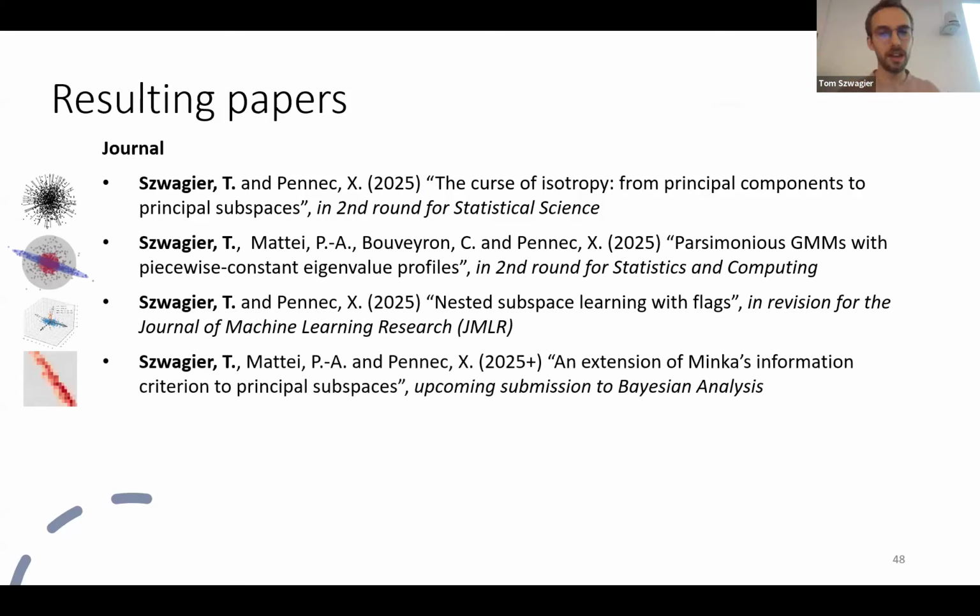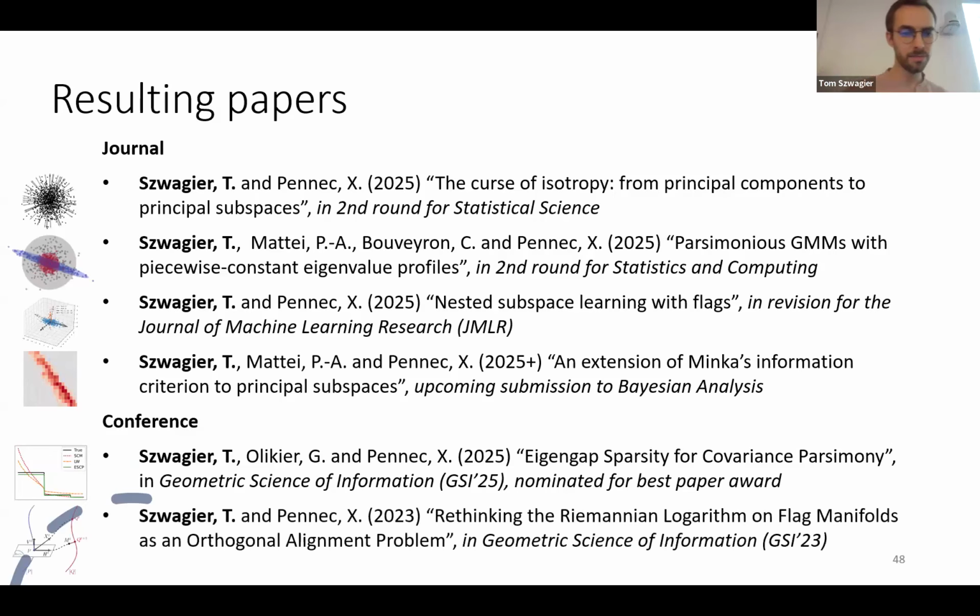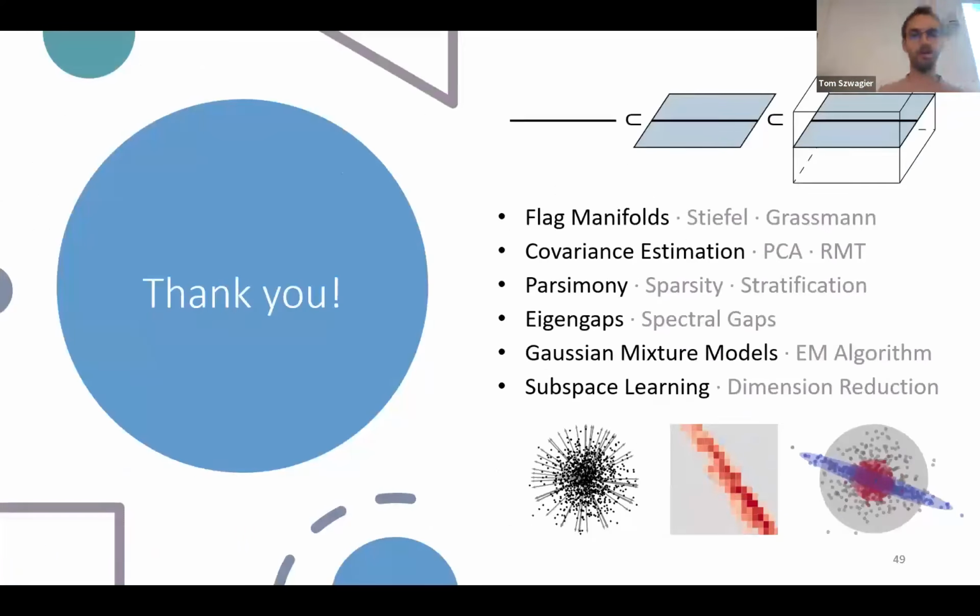The extension of Minka's criterion to principal subspaces is joint work with Pierre-Alexandre Mattei, and we are expecting to submit it to Bayesian Analysis. And also, we have this continuous relaxation of the choice of multiplicities, which was published in the conference Geometric Science of Information and nominated for the Best Paper Award. And then we have also this computation of the geodesic distance between two flags, which has been published in GSI 23. So I hope you are now convinced that flags can have a real impact in statistics.